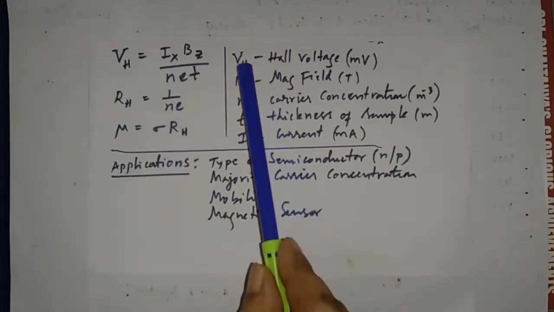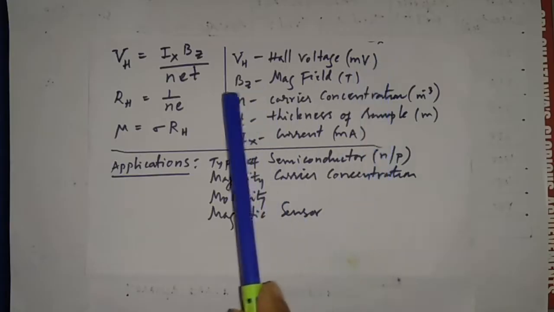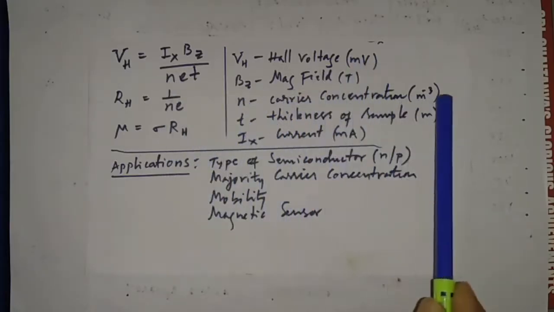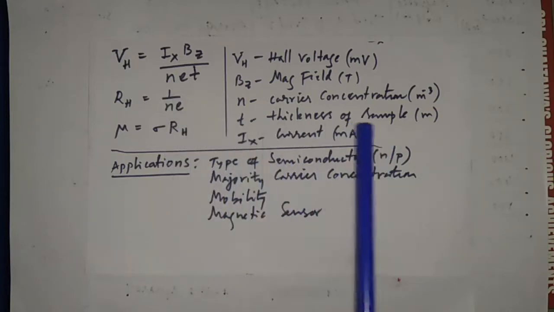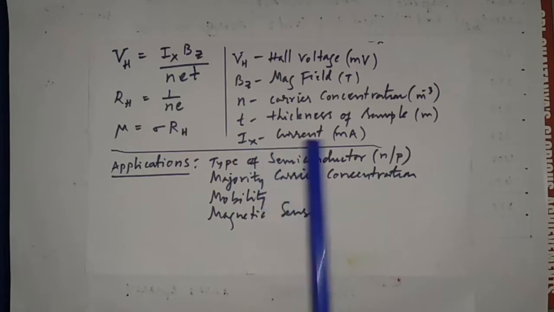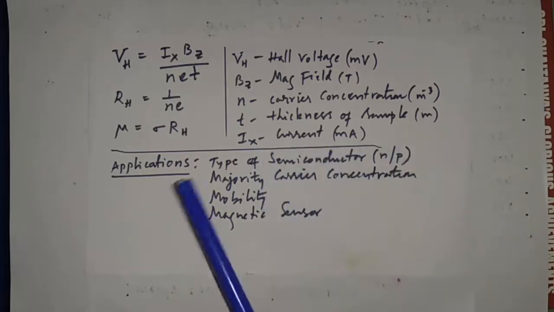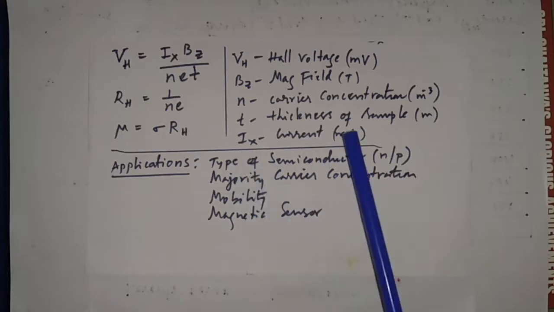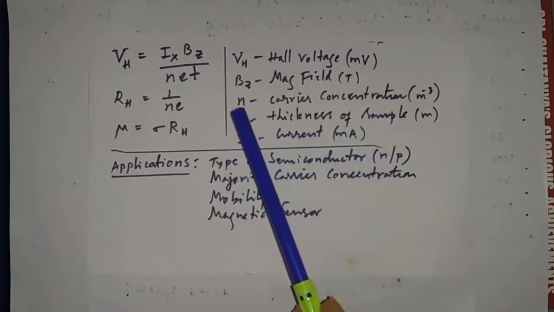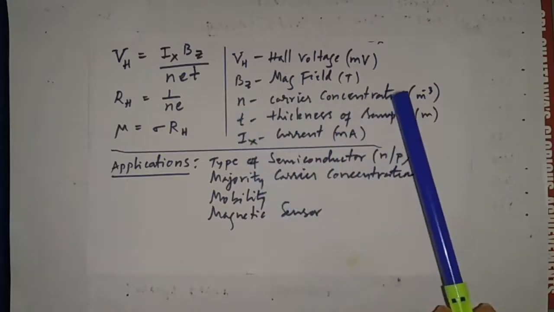Here Vh is the Hall voltage in millivolts, Bz is the magnetic field in Tesla, N is the carrier concentration per meter cube, T is the thickness of the semiconductor sample in meters, and Ix is the current through the sample. Here we pass a current of 50 milliamps, and the thickness is also given, and we need to find out the carrier concentration N.